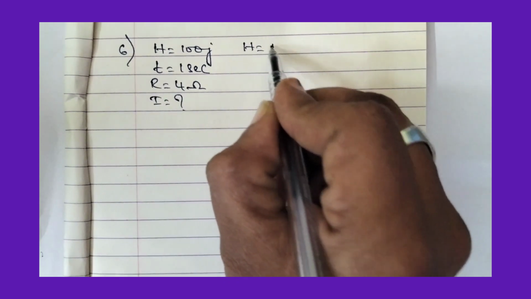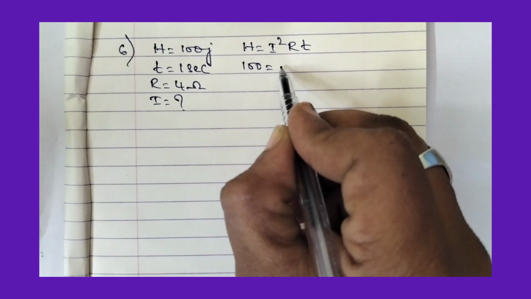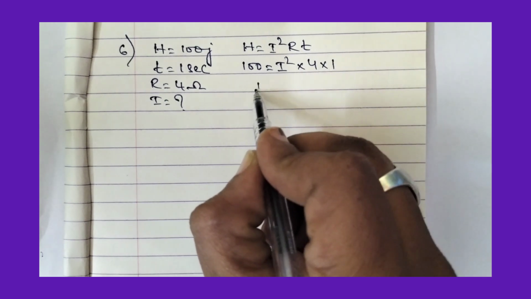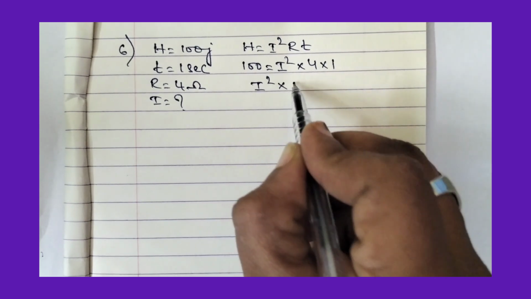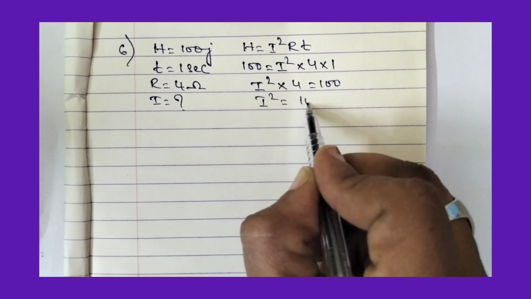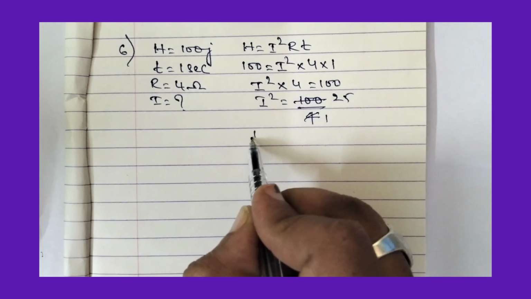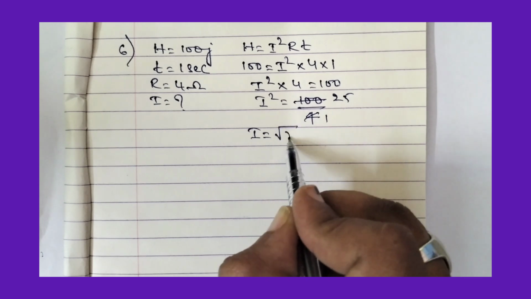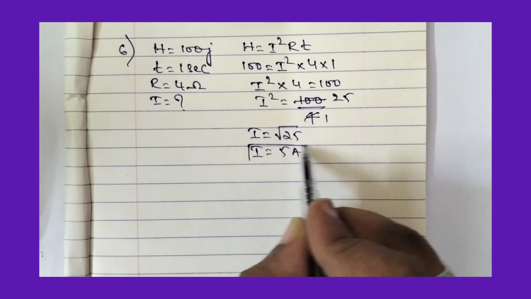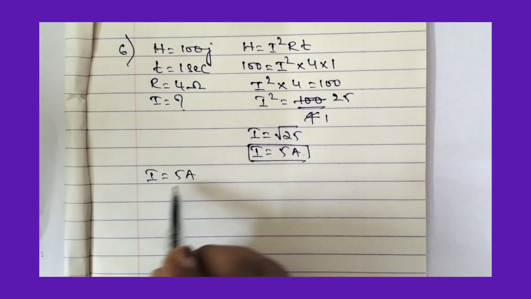According to Joule's law, H is equal to I square R T. H is 100, equal to I square, which we don't know, into resistance 4 and time 1 second. So I square into 4 is equal to 100. So I square is equal to 100 divided by 4, which is 25. So I is equal to square root of 25, which is 5. Therefore current is equal to 5 ampere. So I is equal to 5 ampere.